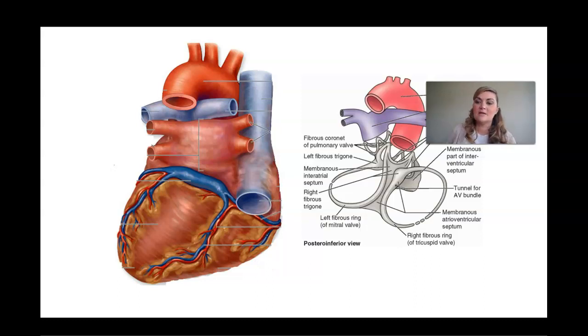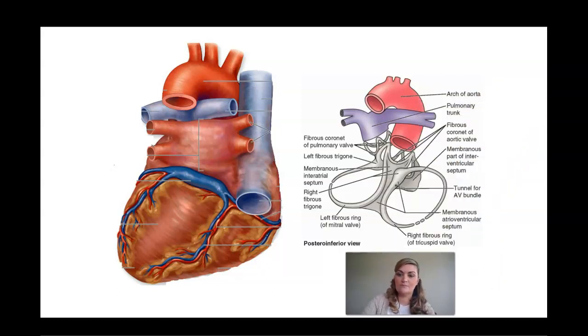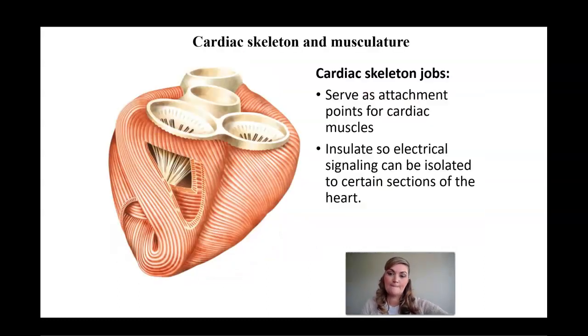Now, inside the heart, it does have what's referred to as its own skeleton or fibrous ring that you'll see there. And so it's going to be a membranous section and very tough, very fibrous in order to keep those chambers open. With that cardiac skeleton, its job also is going to be to serve as attachment points for cardiac muscle, and is going to help insulate so those electrical signals can be isolated to certain sections of the heart. Remember, it's going to be able to send those signals through specific junctions referred to as gap junctions. And those are going to be found in between those intercalated discs.